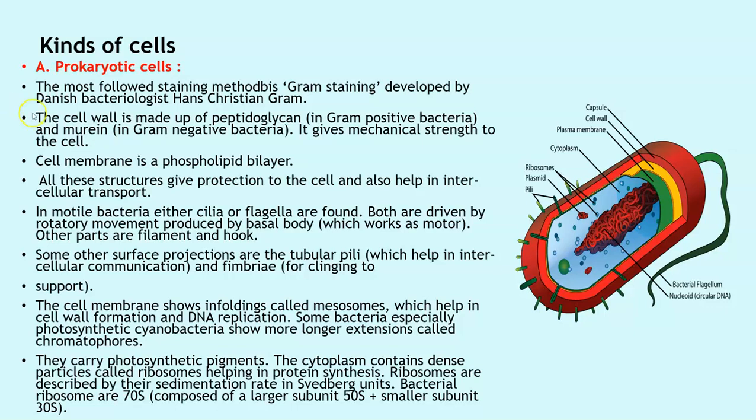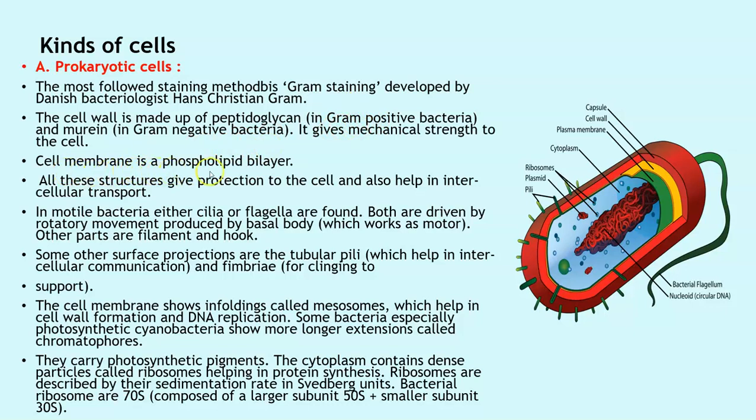The cell wall is made up of peptidoglycan in gram-positive bacteria and murines in gram-negative bacteria. It gives mechanical strength to the cells. We have two types of bacteria which are identified with the help of the gram staining, and they are called as gram-positive and gram-negative bacteria.